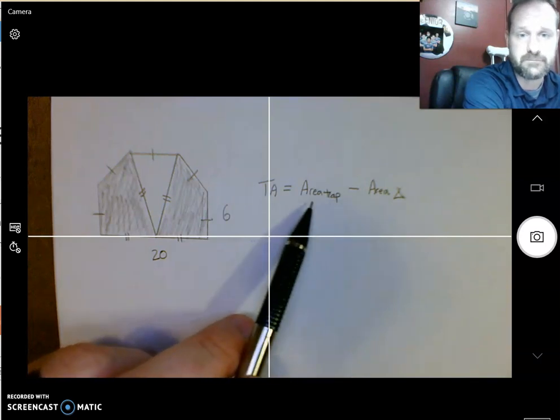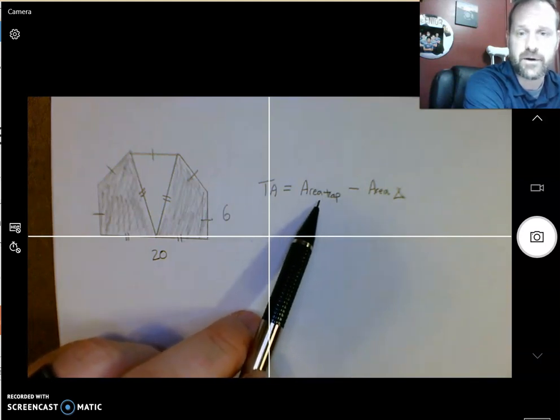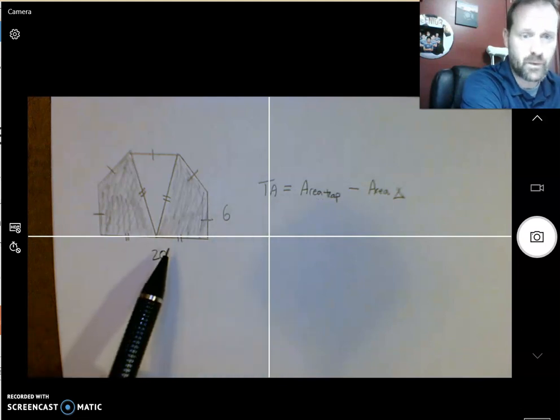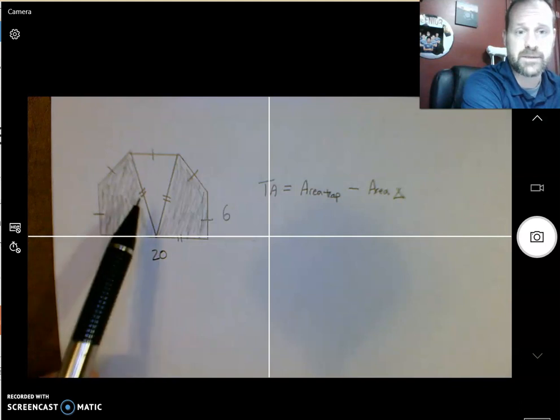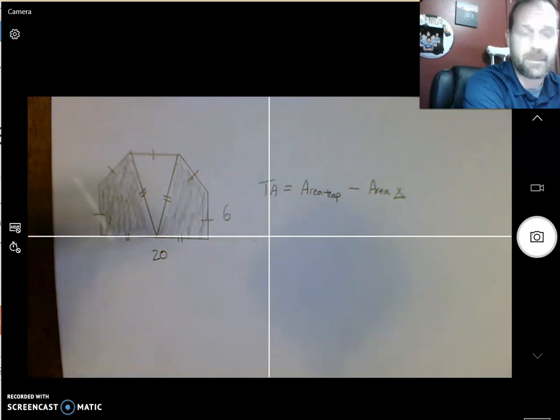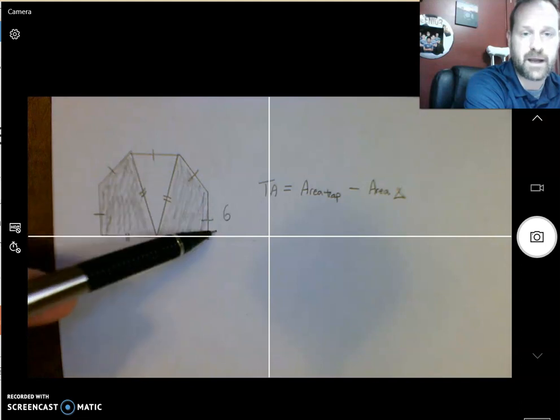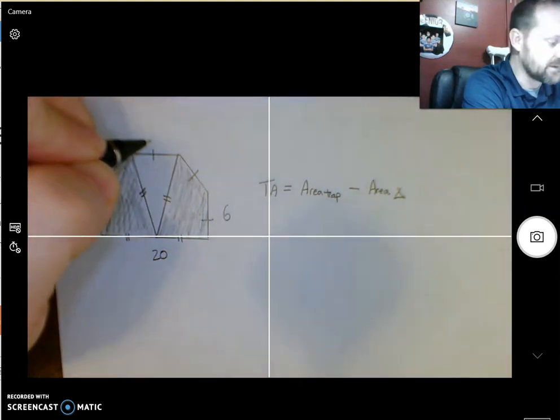All right, so I know the formula for area of trapezoid: 1/2 height multiplied by the sum of base 1 and base 2. I'm digressing here. Okay, so base 1, base 2? Well, with all these little happy hash mark things here, I know that this is going to be 6.